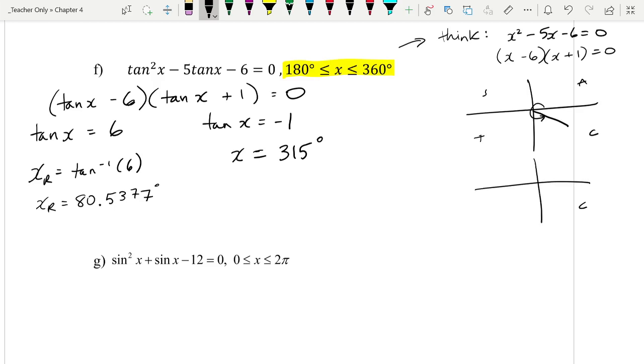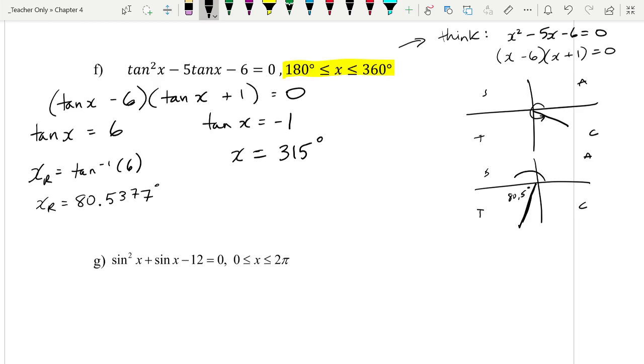All right, where is that? Let's make a reference angle for where I can put that. Okay, it's got to be positive, but it also has to be between 180 and 360, so I don't care about the top 2 quadrants. They don't have any answers. So tangent's positive in this quadrant, with a reference angle of 80.5 degrees.